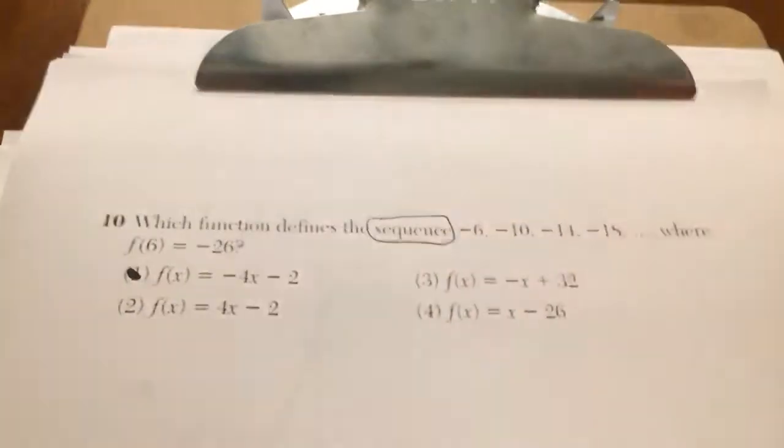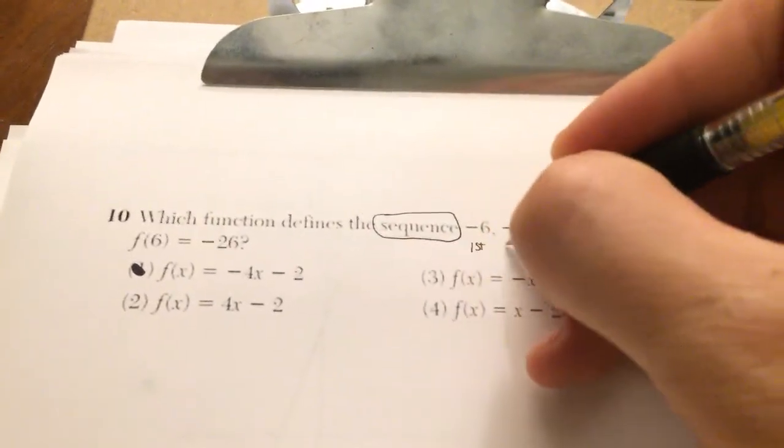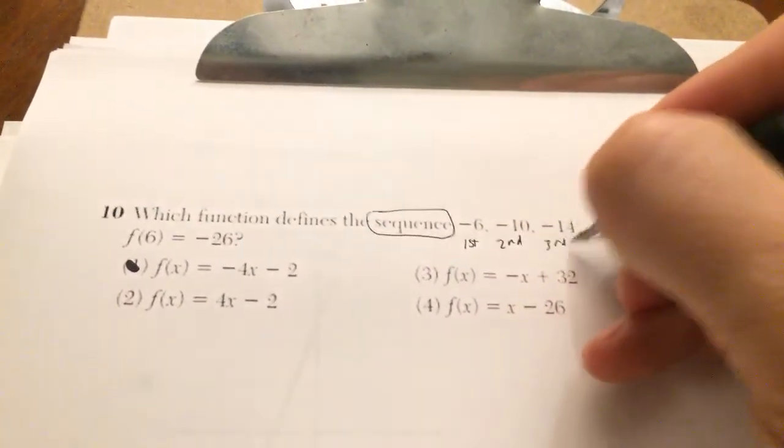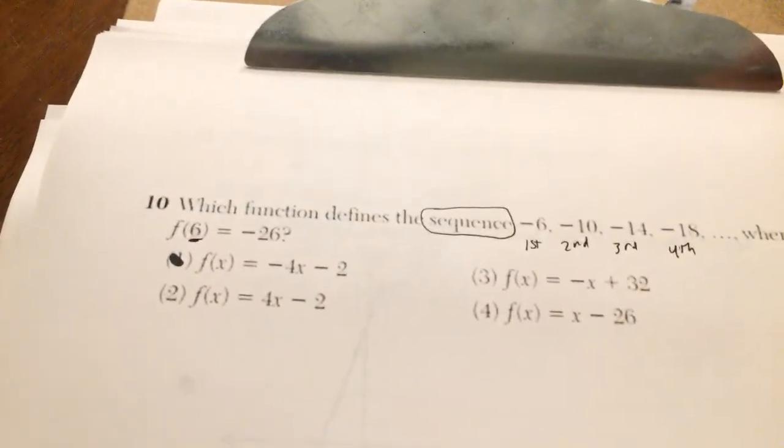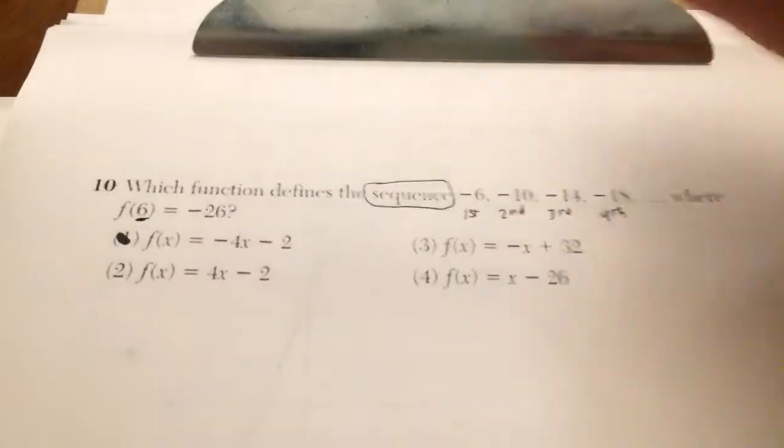Number 10 is similar to a previous question about function notation, but in this case they're asking you about a sequence. Okay, this is your first term, this is your second term, this is your third term, and this is your fourth term. What they're asking you to do is to find which of these functions tells us that the sixth term is negative 26. So it's kind of doing two things at once. So I have to figure out which of these choices fits that equation here. So the answer is choice 1.